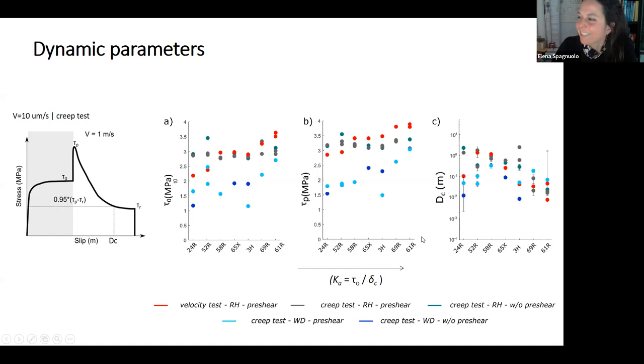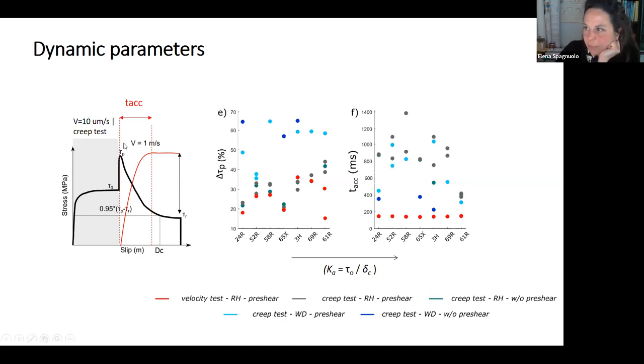Decreasing with what? We decided to introduce a variable which is called the apparent stiffness. The apparent stiffness is calculated from the last shear stress, so the zero shear stress that we measured here, to the D sub 0, sorry, this is 0. So the slip which is required before having the dynamic event. And we see that if this apparent rigidity is increasing, the DC is decreasing as well.